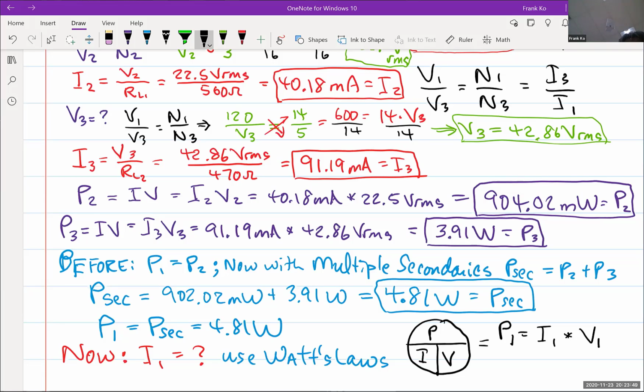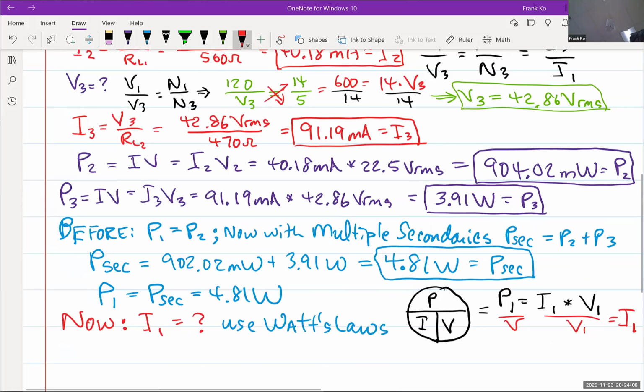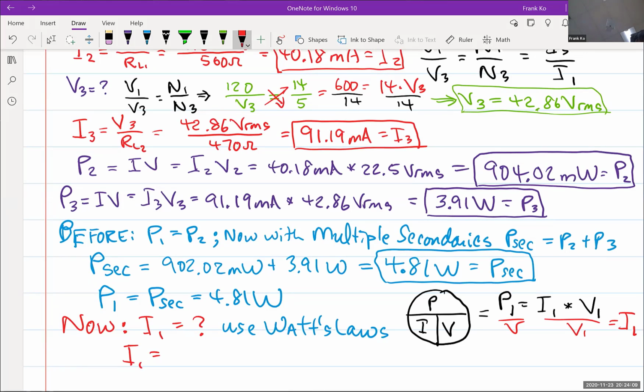So how do I find I1? I find I1 by doing this. If I divide both sides by V1, won't that give me I1? So what this works out to be, my friends, is this. I1 would be equal to P1 divided by V1. Power of the primary, we determine right here, 4.81 watts. And now divide by V1, which was given as 120 volts.